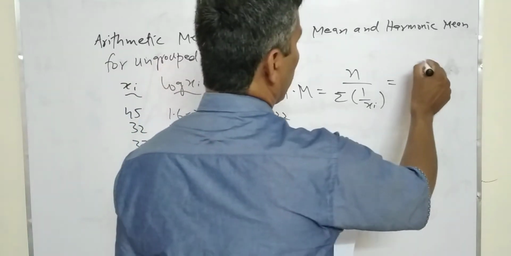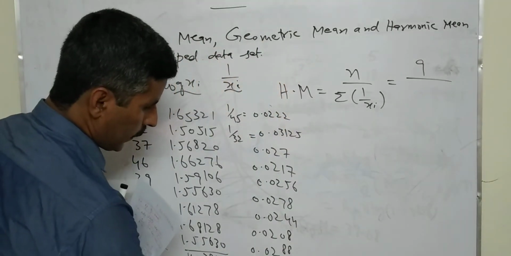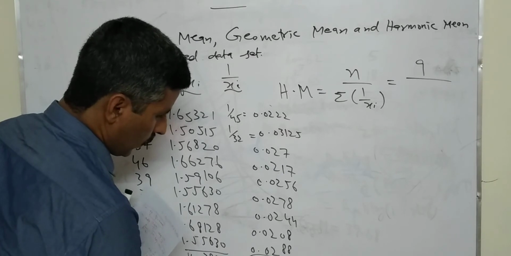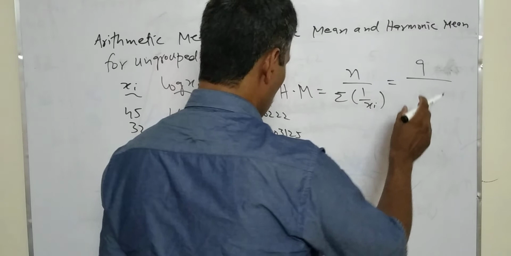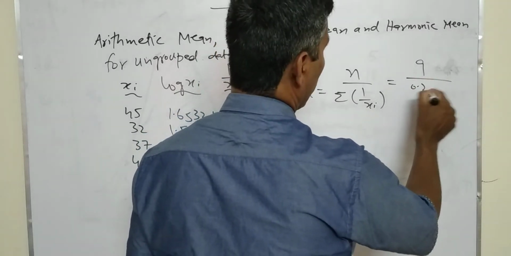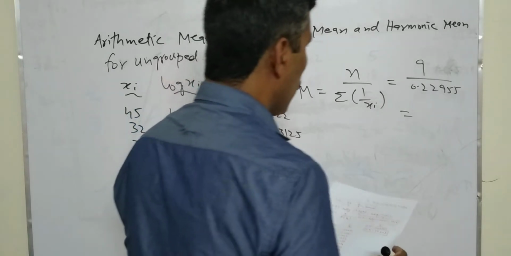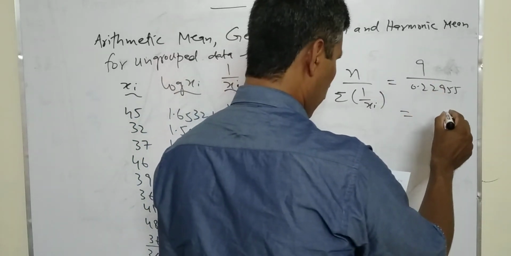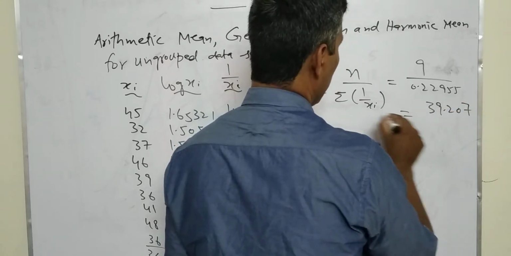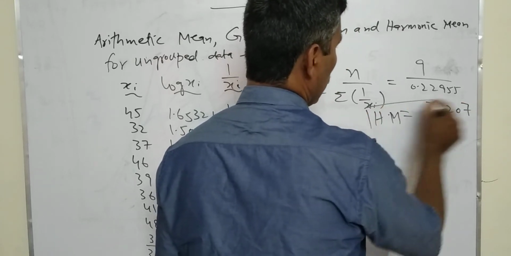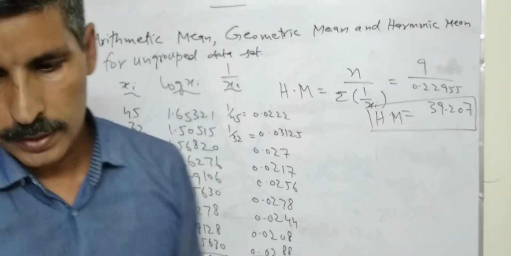What is n? N is 9. This is divided by the sum of 1 over xi, which is 0.22955. When we put it over here, 9 divided by 0.22955, the answer is 39.207. This is the answer of harmonic mean. So this is the third type of measures of central tendency.